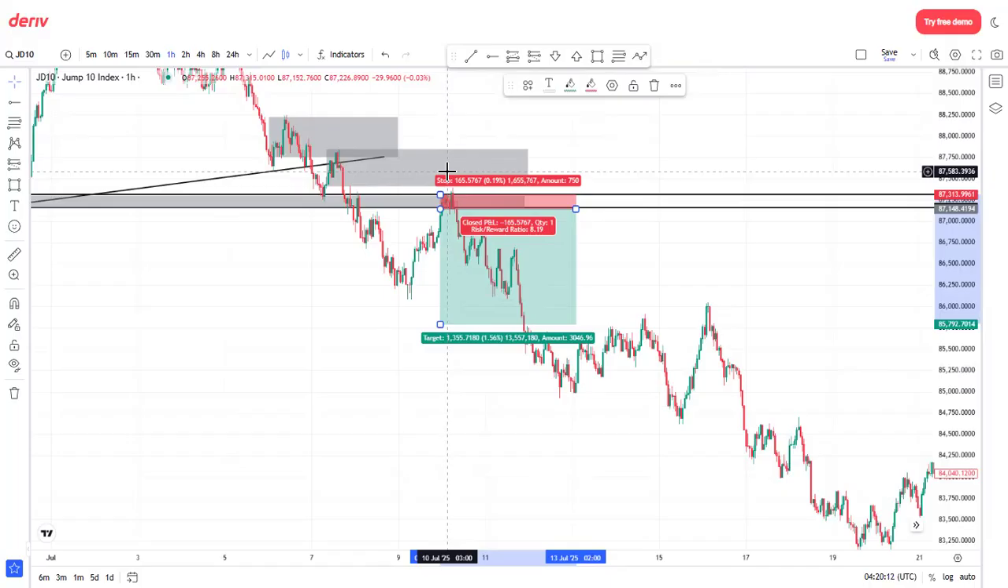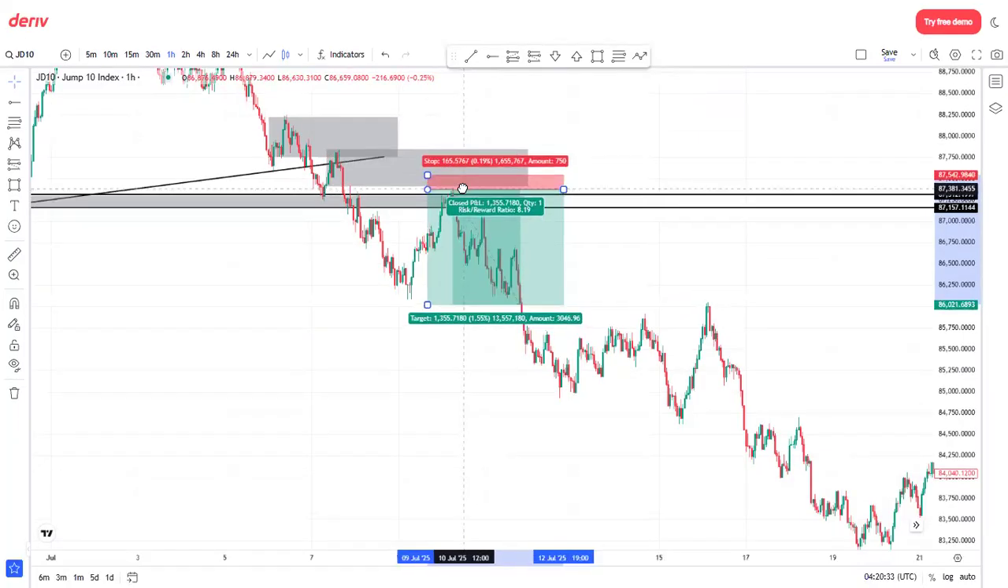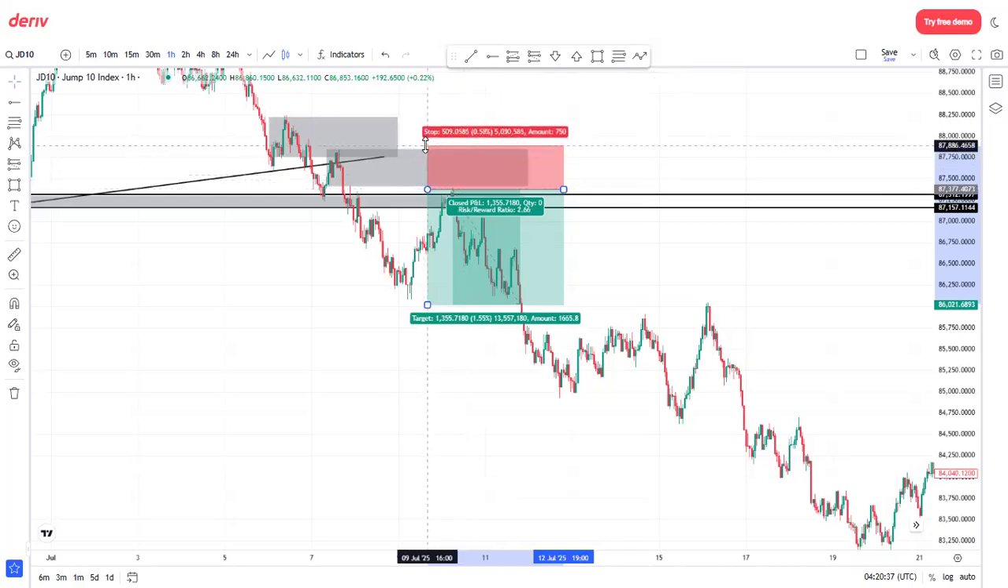You did not go to higher time frame to check what happened on higher time frame. Higher time frame says to us, here we have a continuation pattern. If you have a continuation pattern there specifically, it means you have to look for your entry from the continuation pattern.